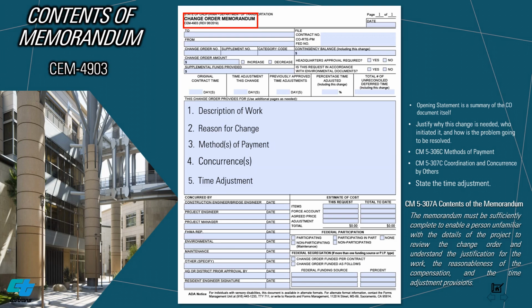And lastly, fifth will be time adjustment. How is time affecting the project? Does it have a negative impact on the work, or no time adjustment, or maybe deferred time? Have a final discussion with the construction engineer and select the best alternative. For contents of the memorandum, refer to Section 5307A of the Construction Manual.